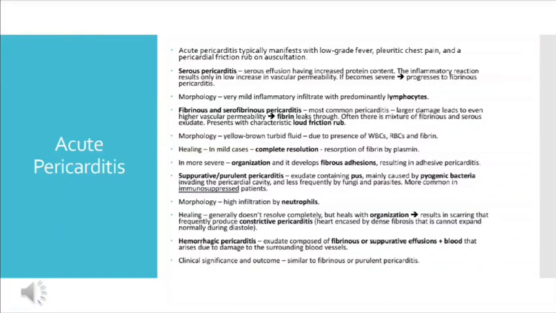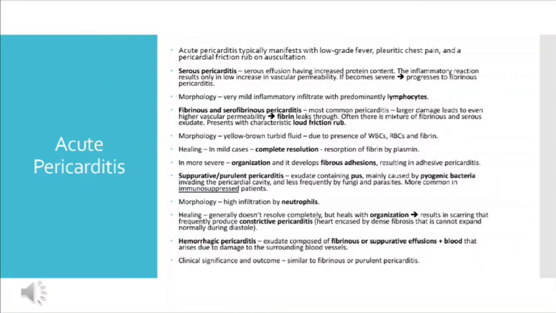So starting off with serous pericarditis, it's a serous effusion having increased protein content. The inflammatory reaction results only in a low increase in vascular permeability, but if severe, it progresses to fibrinous pericarditis. Causes are usually a non-infectious inflammatory pathology, such as viral infections or an autoimmune disease or a malignant tumor. And the morphology of it is a very mild inflammatory infiltrate with predominantly lymphocytes.